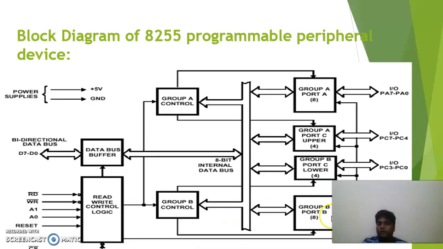So output buffer and input buffer, what do they mean? Output buffer means that the port is working in output mode. Input buffer or latch means that the port will be working in input mode. Okay, so that is the meaning of port A, port B and port C. As I earlier told you, port C is again divided into two parts, the lower part of port C and the upper part of port C.